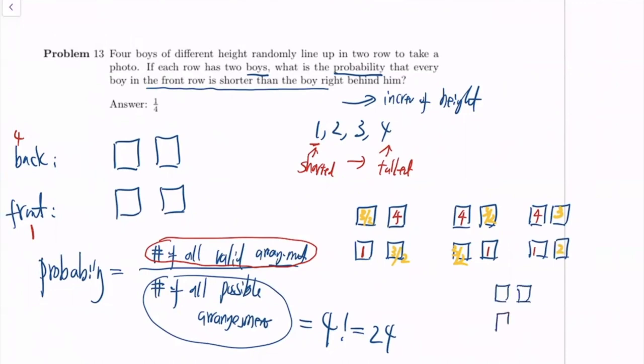Obviously, there's another one, which is this is 1, this is 4, and this is 3, and this is 2. Okay, let's see how many we have. Here we have two ways. Here are two ways. These have two ways because you can switch these two. So here is one way, here's one way. So in total this will be 2 plus 2 plus 1 plus 1, which is 6. So in total there are 6 valid ways, and the probability will eventually be 6 over 24, which is 1/4.